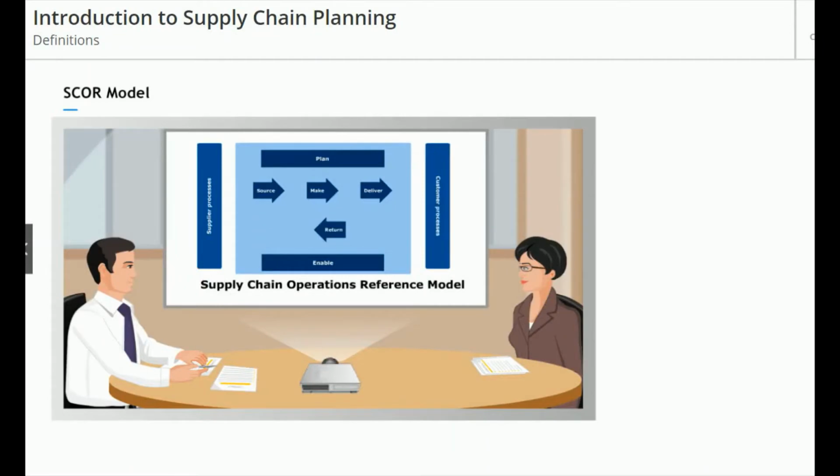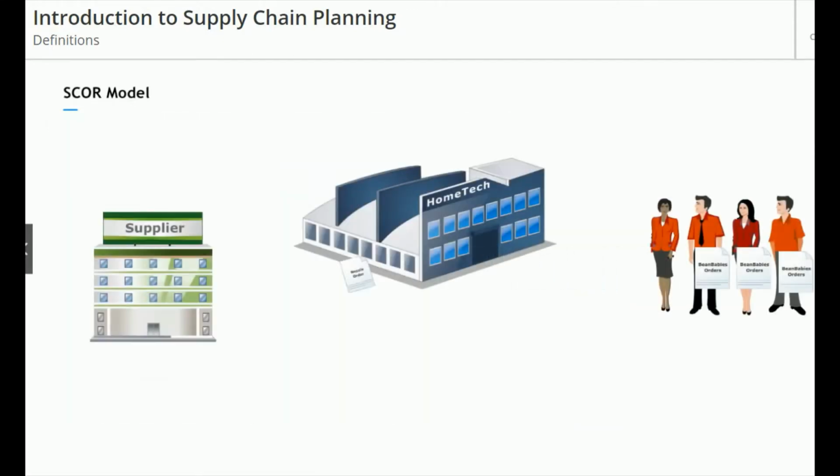The SCOR Supply Chain Operations Reference Model shows the 6 parts of the supply chain. In this course, you'll see how the SCOR model links to supply chain planning. Supply chain planning is about matching the supply of components to the demand for the end product.